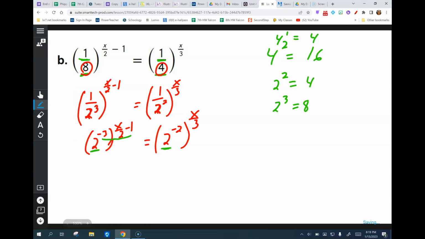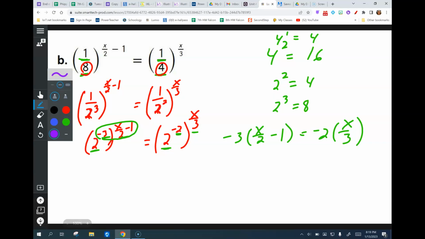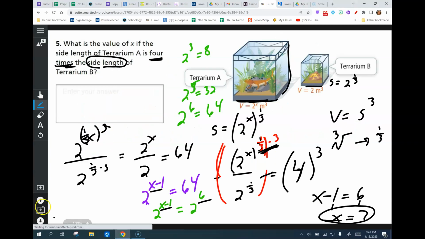Okay, so what we have to realize now is that now my bases are the same. So I can just take care of my exponents. When I take a power to a power, I multiply. Power to a power, I multiply. So that's negative 3 times x over 2 minus 1 is equal to negative 2 times x over 3. Well, wasn't that fun? Okay, so here we go. We got this. We can do it. So we're going to distribute right here. We get negative 3x over 2 minus negative 3 times negative 1 is a positive 3.